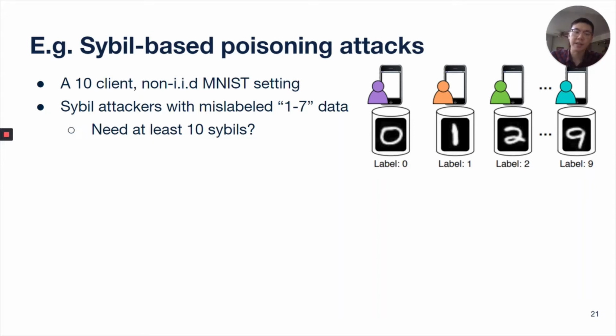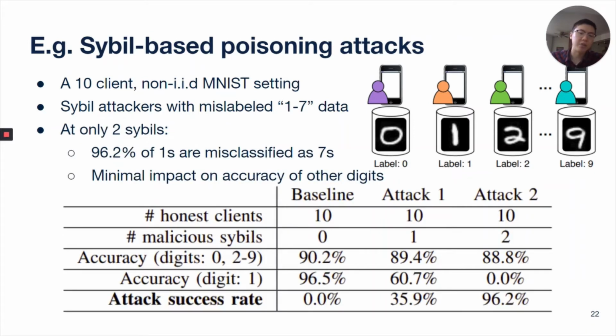You may think that at least 10 sybils are required since the honest clients need to be overpowered in this system. However, due to the sparseness of data in the system, only 2 sybils are required to perform a successful poisoning attack. 96.2% of ones are misclassified as 7s in the final model. Additionally, you'll notice that the accuracy of digits that are not 1 are minimally changed. The accuracy only drops from 90% to about 88.8%.